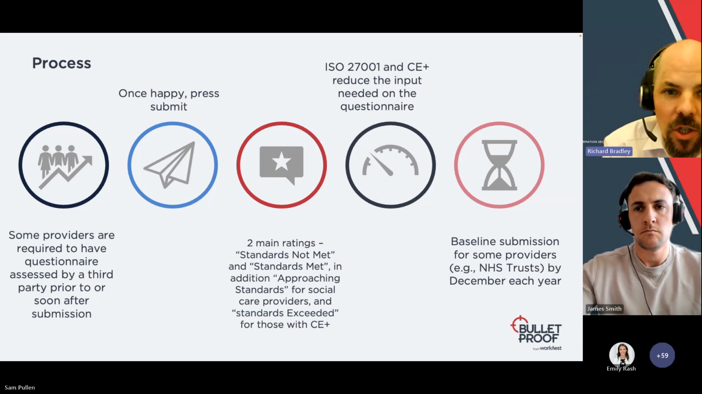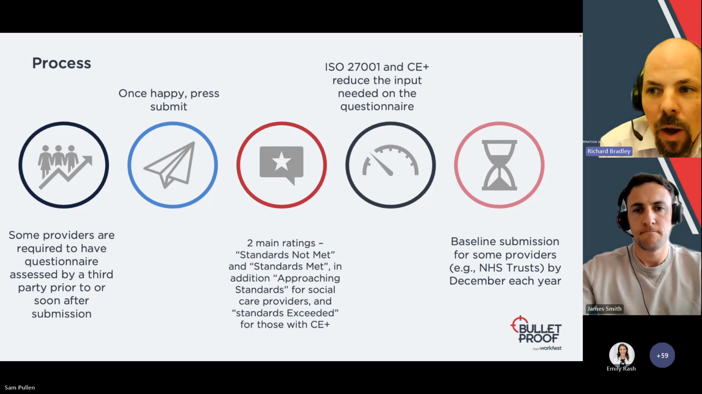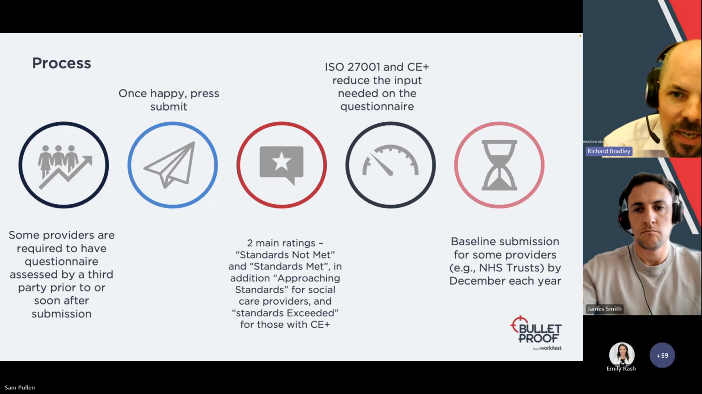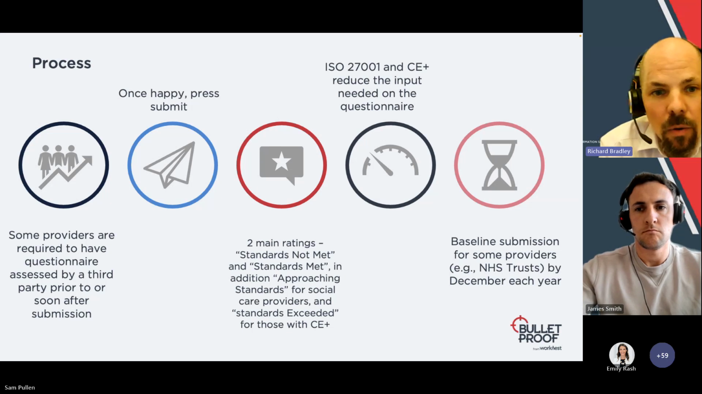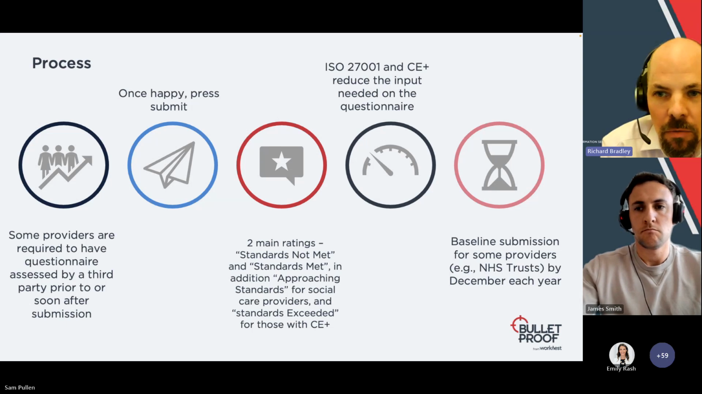Once you're happy with the report and that you've completed all the tasks and there's no inaccuracies, press submit. Immediately afterwards, you'll get one of two main ratings, which are standards not met or standards met. There is also approaching standards, but this is exclusively for social care providers who have a plan to achieve the standards and are not too far away from it, and standards exceeded, which is for those with Cyber Essentials Plus only. So you can only get that highest rating if you have CE Plus.